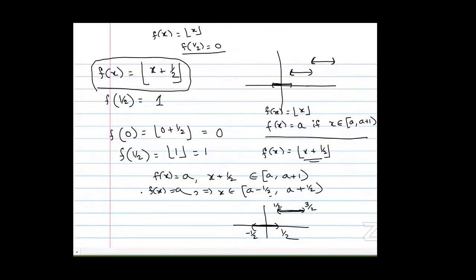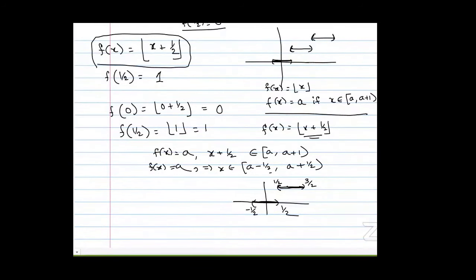Sir, 3 by 2 plus half will be 2. So 3 by 2 is open. This half is also open here. Okay. So what is f of 1? f of 1 is floor of 3 by 2, right? That is 1. So whenever x is in between half and 3 by 2, basically I am shifting the floor function by half on the x-axis. Okay? Yes, sir. Is it clear? Yes, sir.